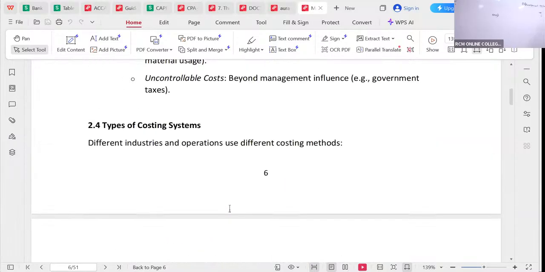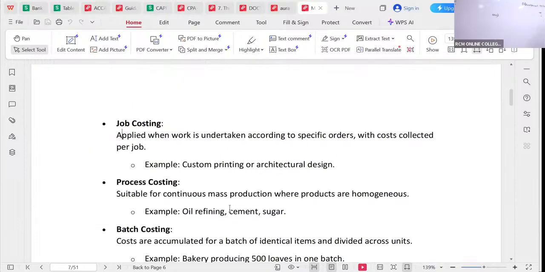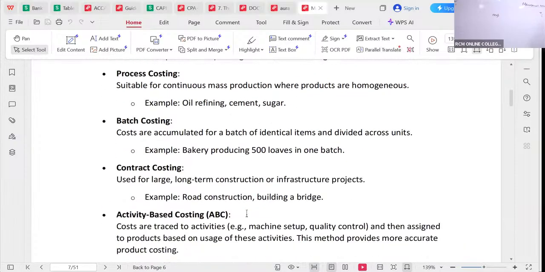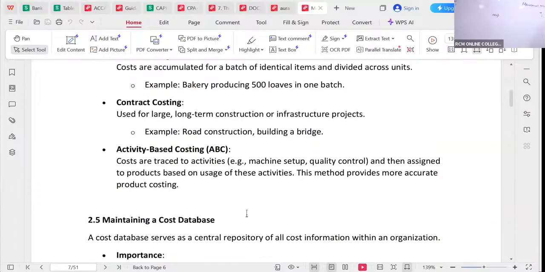Types of costing systems, ladies and gentlemen, these ones I'll be doing them because like now we have a topic called job costing, process costing. Those ones I'll be doing them as I do the topics. So those ones are not very important for now. Even ABC, I'll be doing this one later, activity-based costing.